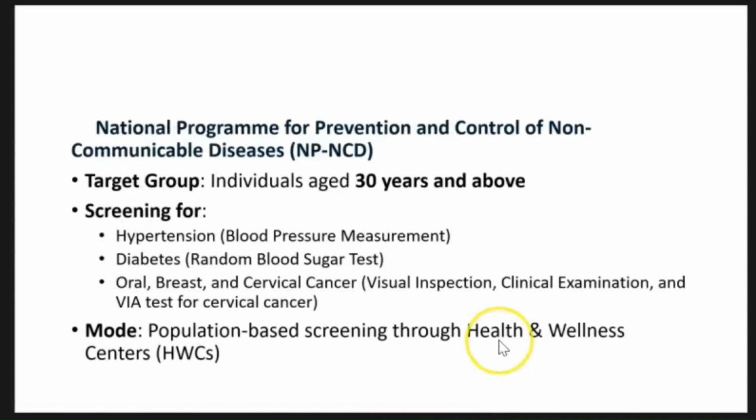Another example is the National Program for Prevention and Control of Non-Communicable Diseases. We are screening all individuals above the age of 30 years for hypertension and diabetes, and we also screen them for oral cancer, breast cancer, and cervical cancer. The mode we are using is population based screening through health and wellness centers.